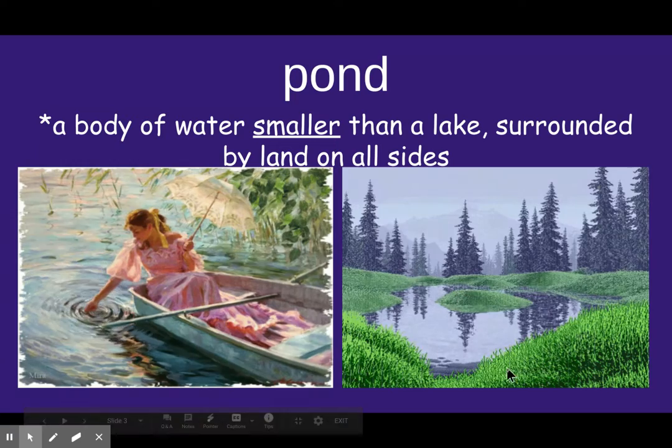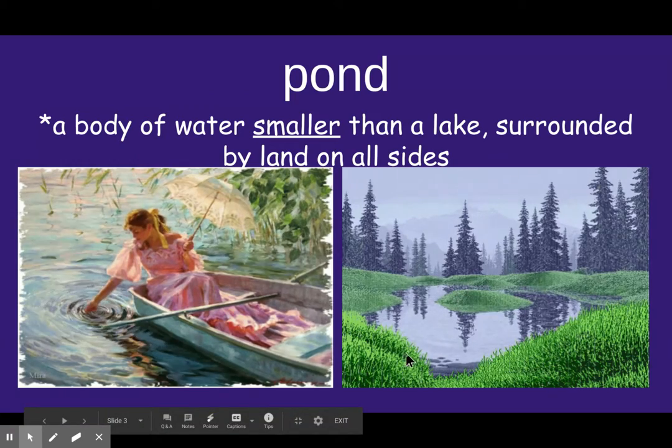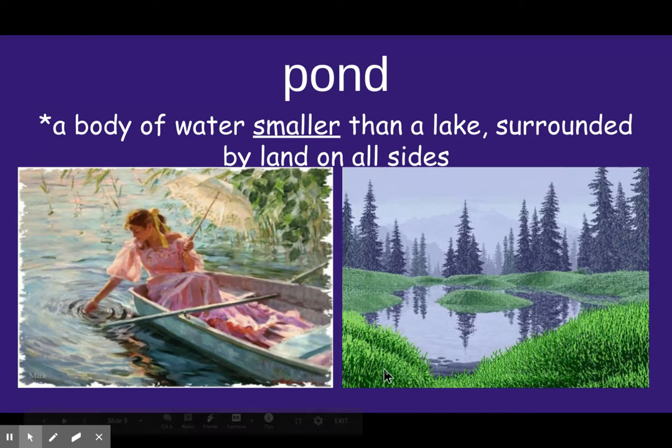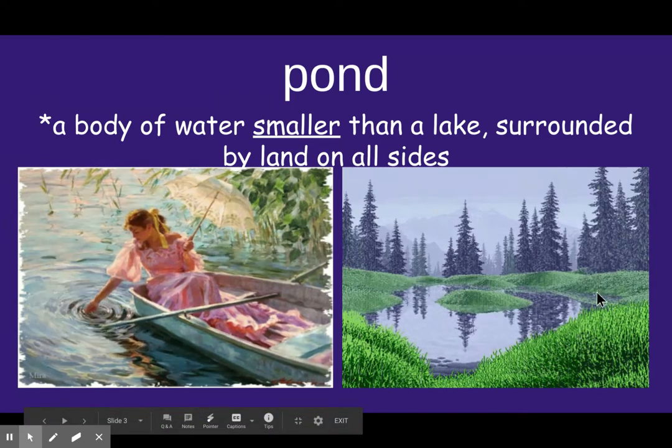And this one's a really good picture of a pond. If you notice, it's not going to be anywhere as big as a lake, but it's going to have that land that comes around usually on all of its sides.